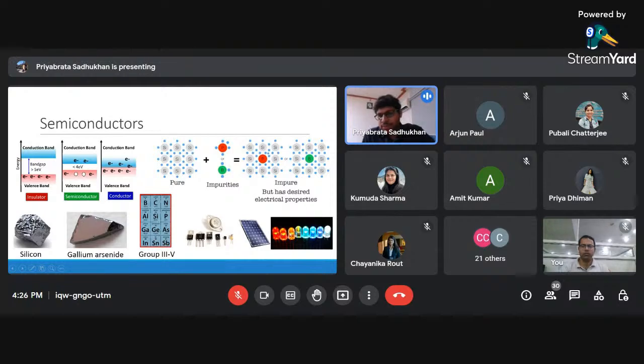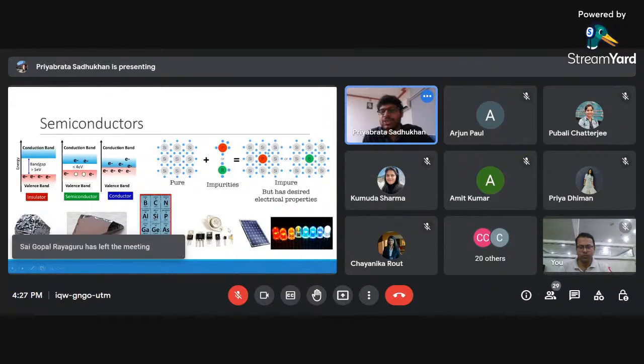Now you see these different colors of the LEDs. That's because of different composition of the semiconductor materials. Because for different colors, we need different band gaps, and that can be achieved by mixing different elements at a certain ratio. That's how we can get different colors from different LEDs.